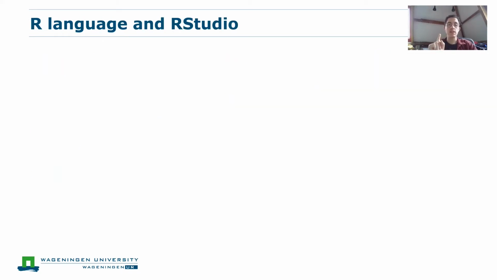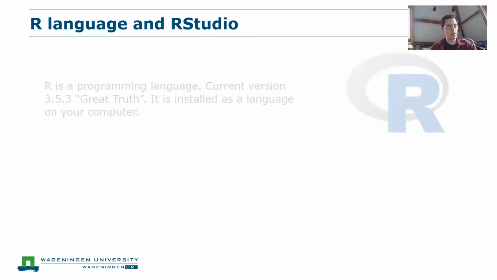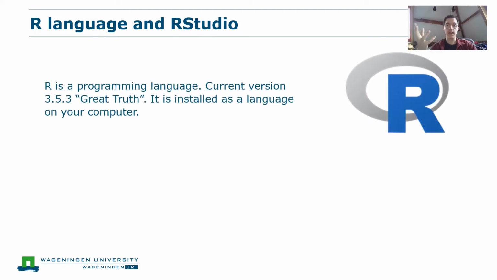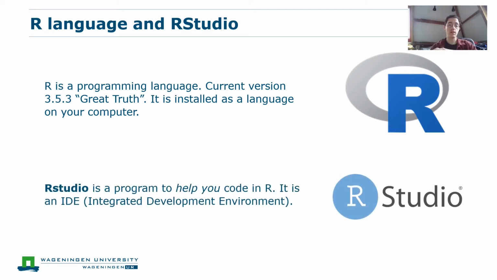Now, one thing to note is that R and RStudio are not the same thing. R is a programming language, something that helps translate code into orders for a processor, while RStudio is what we call an IDE, an integrated development environment. RStudio, in the end, is just a program to help you program in R. So it's not R by itself. For this practical, you should install both R as a language and RStudio on your computer because we're going to be using both.